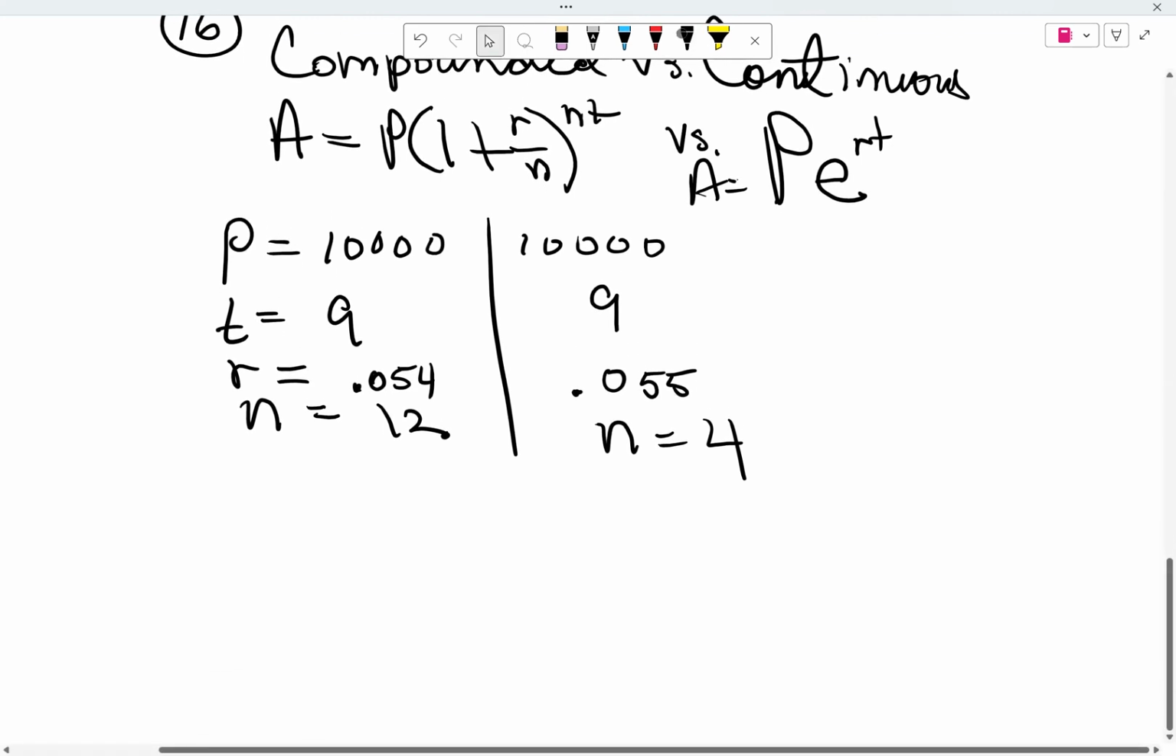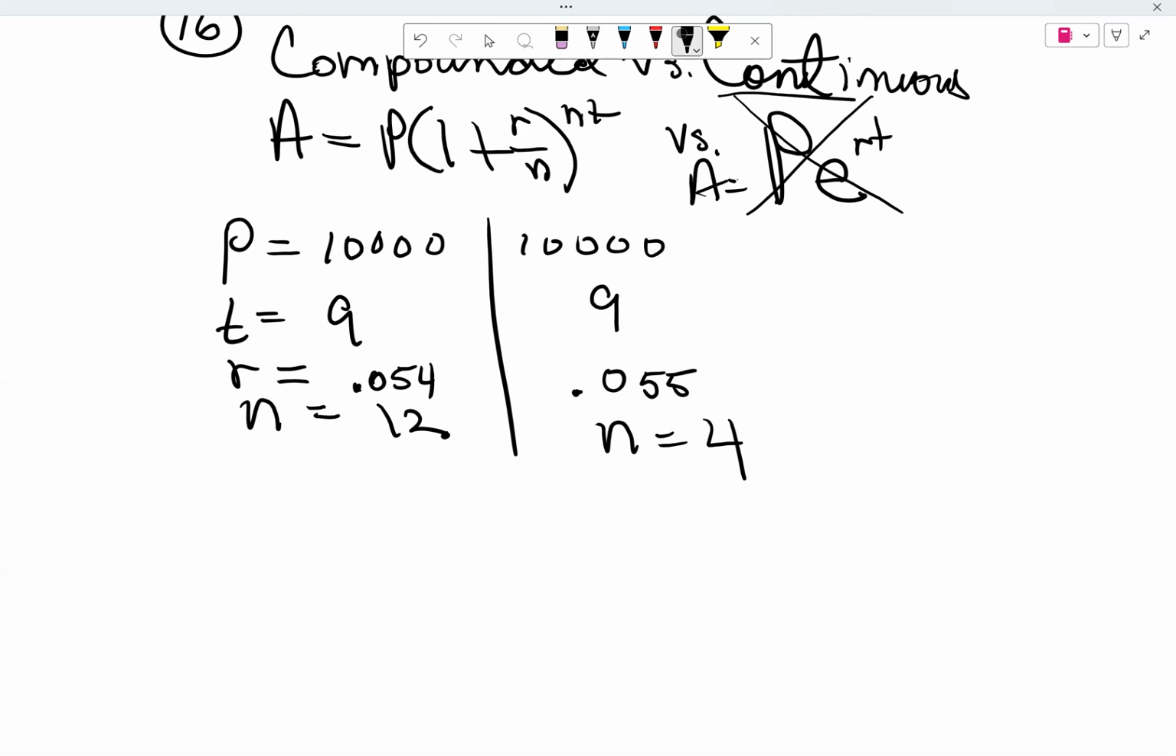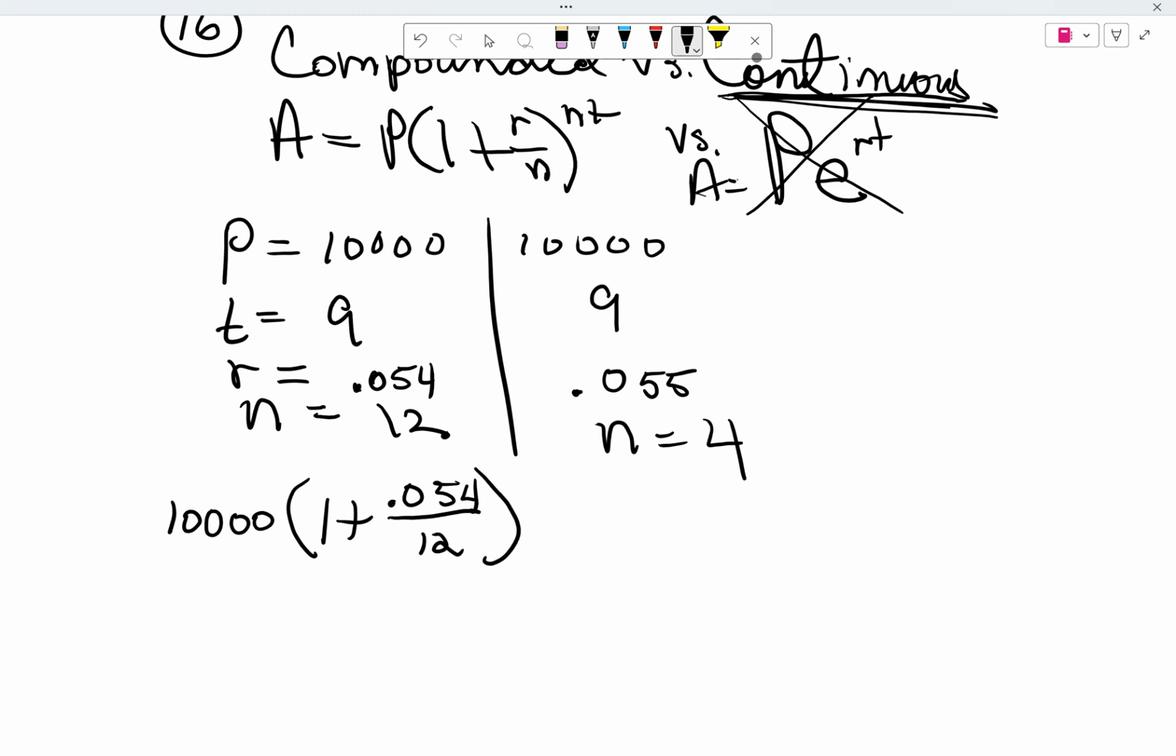If they don't even ask you for PERT, but know that they could, if they say the word continuous compounding. If you see continuous, what are you going to do? PERT. Continuous PERT. Okay? Please don't forget. So in our example, this would be 10,000, parentheses 1 plus 0.054 divided by 12, and this is raised to the 12 times 9.